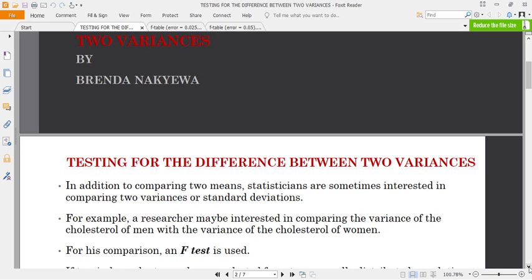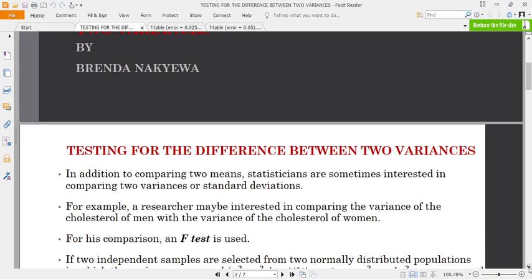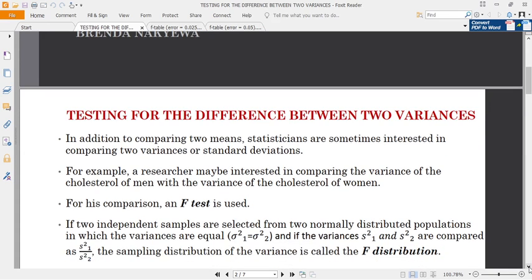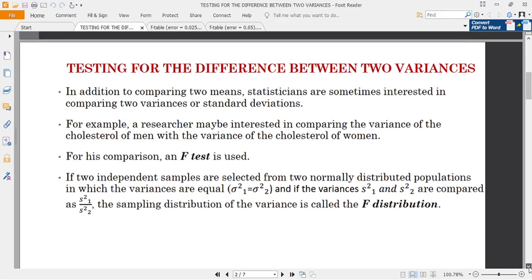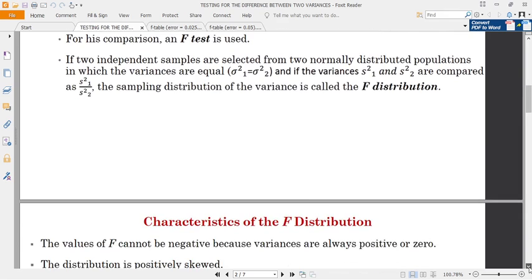And like for the mean of a large sample or a small sample, here we are still going to be using the F-test. So if we have two independent samples from two normally distributed populations in which the variances are equal, and if these variances are compared, the sampling distribution of the variance is what we call an F distribution.